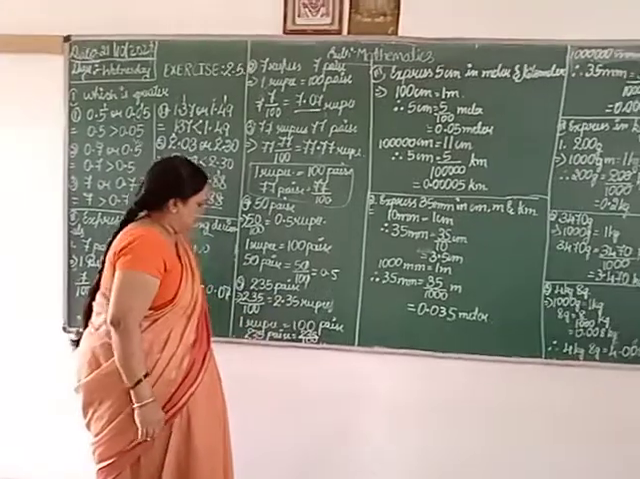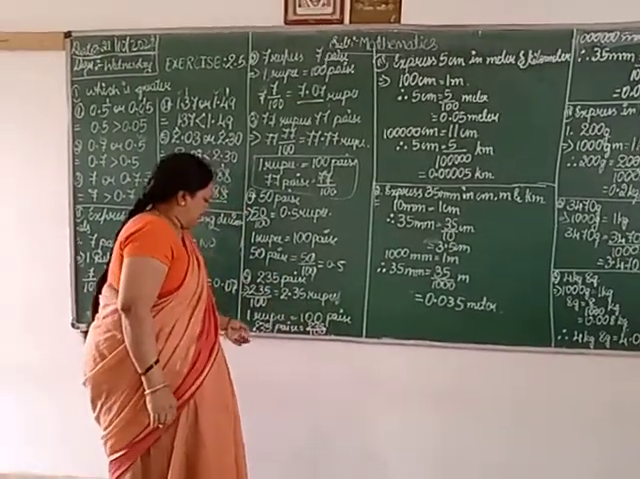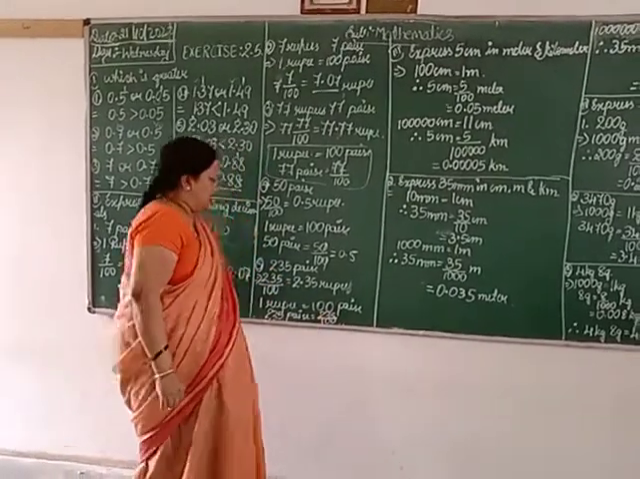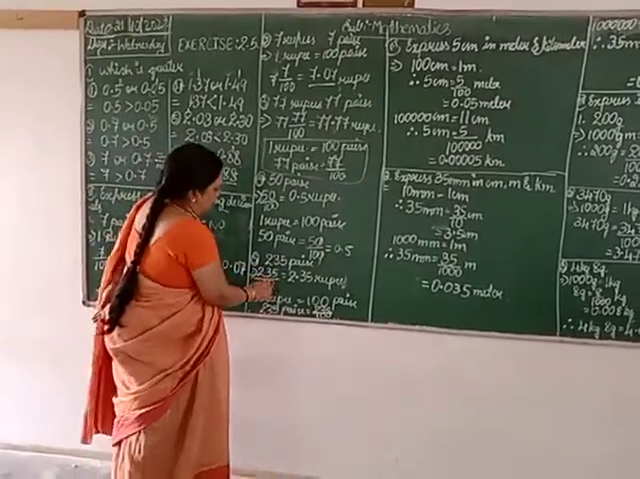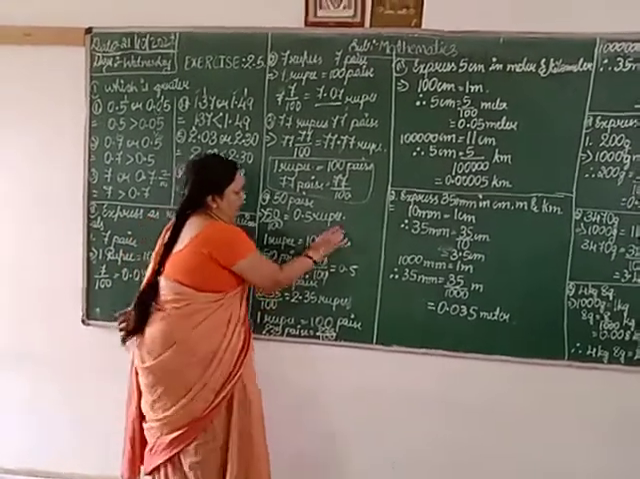Now 235 paise. So once again 1 rupee means 100 paise. Therefore 235 paise means 235 divided by 100. So 235 divided by 100, what can I write? See, you know very well.